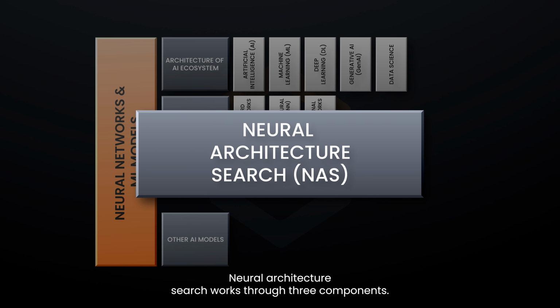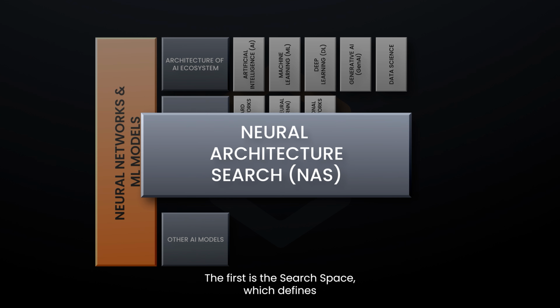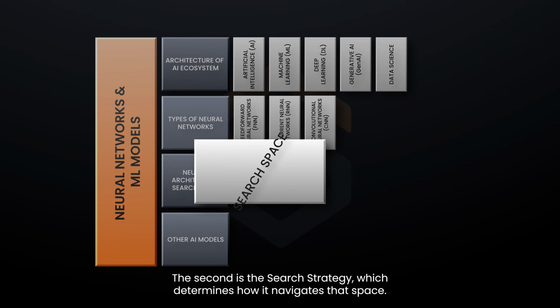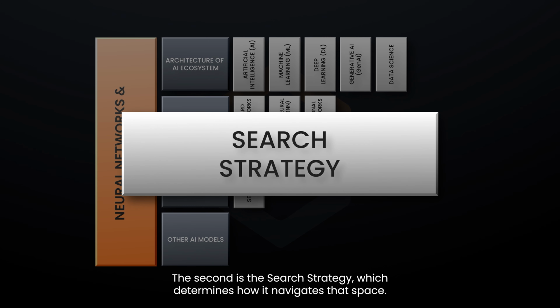Neural architecture search works through three components. The first is the search space, which defines the universe of possible architectures the system can explore. This includes decisions like which layer types to use, how many layers to stack, and how those layers connect to each other. The second is the search strategy, which determines how it navigates that space.